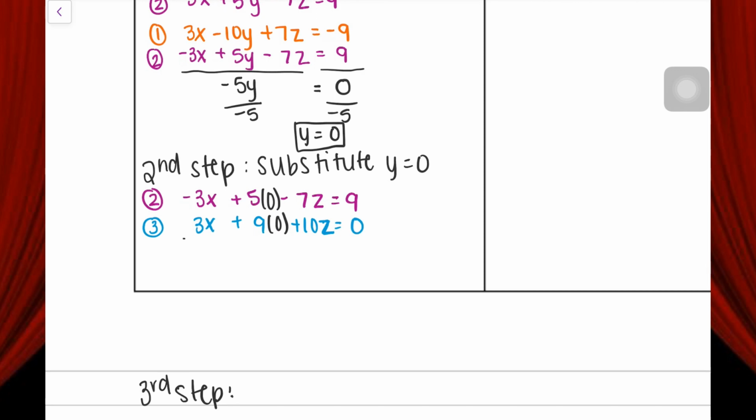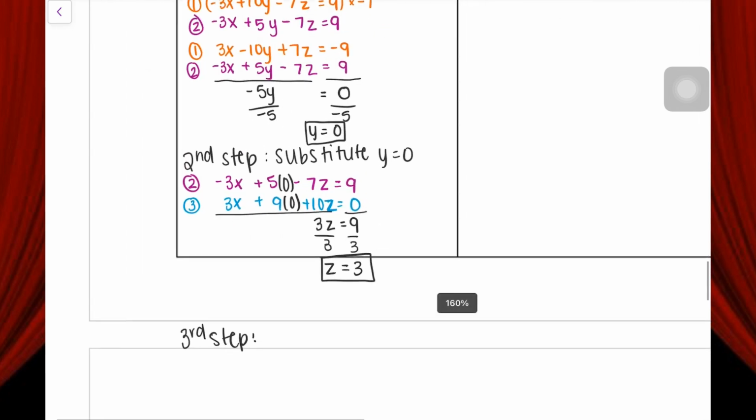So it also looks like instead of eliminating any variables, x already eliminates itself. So that becomes 0. And then 5 times 0 is 0, 9 times 0 is 0, so 0 plus 0 is 0. Negative 7 plus 10 gives me 3z. 9 plus 0 is 9. To solve for z, let's go ahead and divide by 3, and z equals 3. Okay, so now we know what y equals, we know what z equals. Let's figure out what x equals.